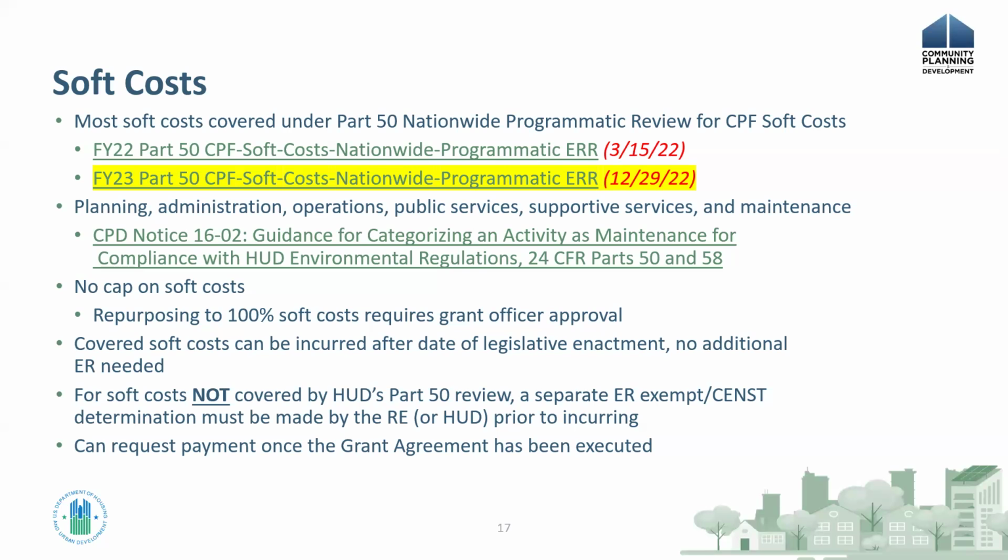As you can see in the project description, it lists out all of the types of soft costs that are covered by the review in general. Planning, administrative, operating costs are covered. Maintenance activities that comply with HUD's 16-02 guidance document, also linked there. You'll see the categories of maintenance costs that were part of HUD's environmental review. So maintenance activities that comply with that notice are covered under HUD's Part 58 review for soft costs.